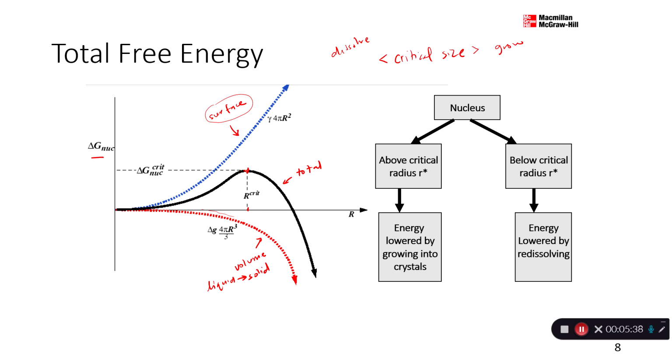What happens before this point? Below the critical radius, energy is lowered by redissolving. It's forming, redissolving, forming and redissolving. But if it reaches this point, energy is lowered by growing into crystals. Past this point, the energy will also be lowered by growing into crystals. So this is the maximum energy. This is the point that the embryo needs to reach to turn into a nucleus.